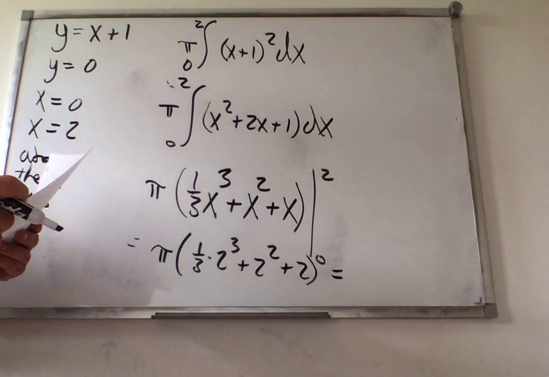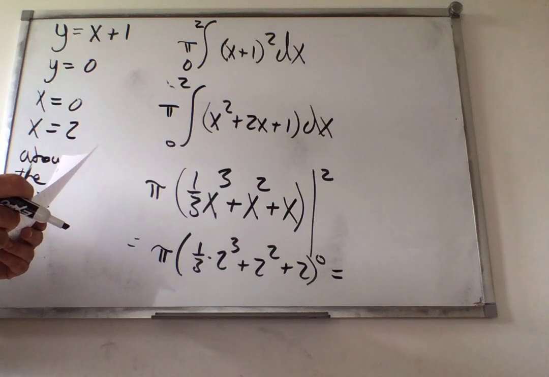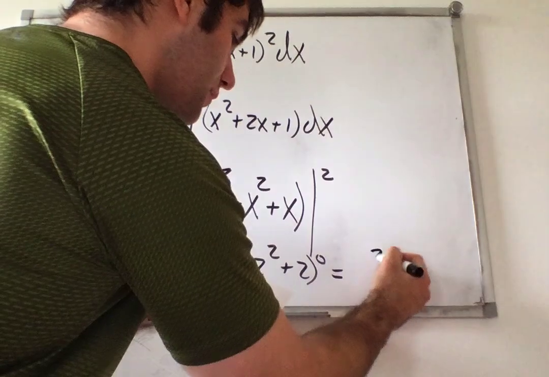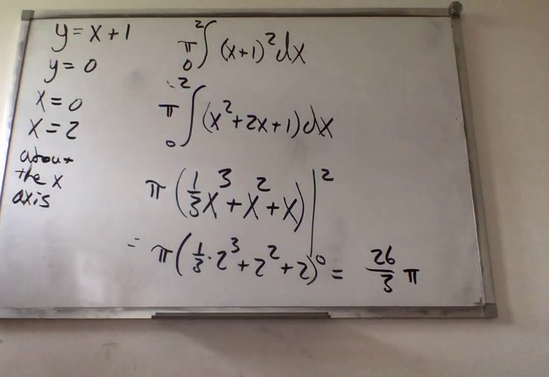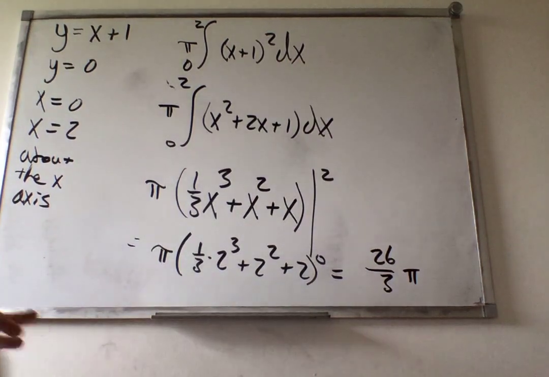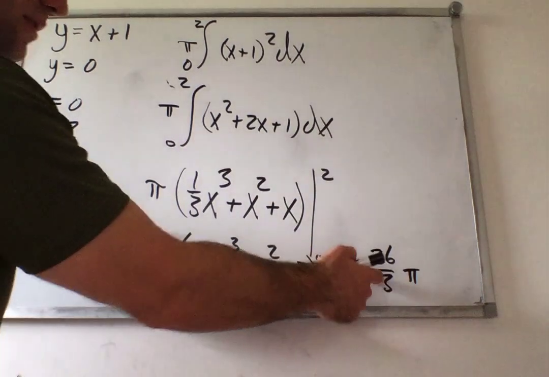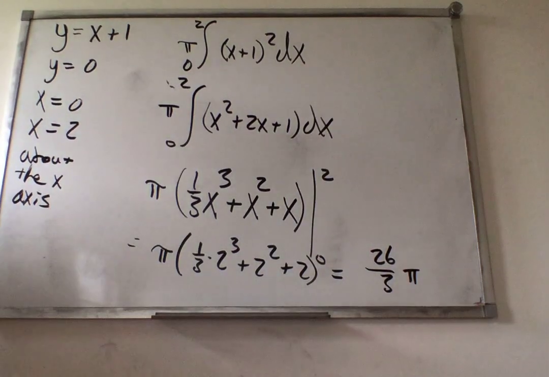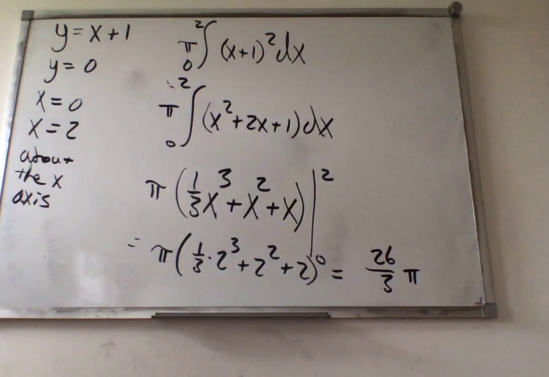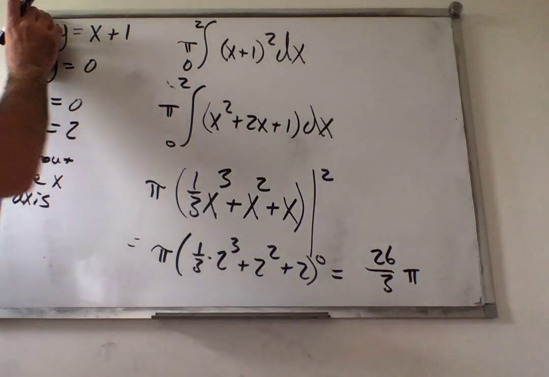Let's see. I get 26 over 3 with a pi. Bunch of fractions. You can go ahead and plug it in your calculator, just be careful plugging it in. 26 over 3 pi, and that's the exact volume of this thing. Let's go ahead and do another example.